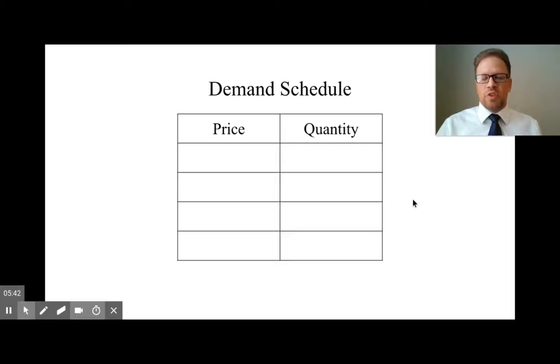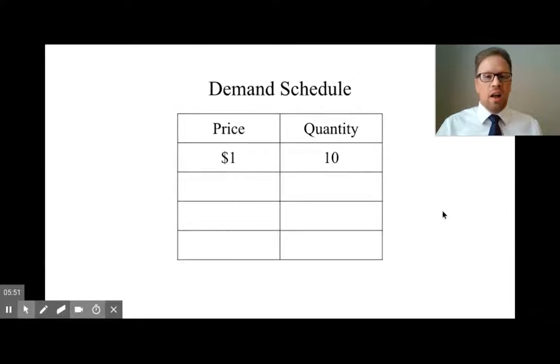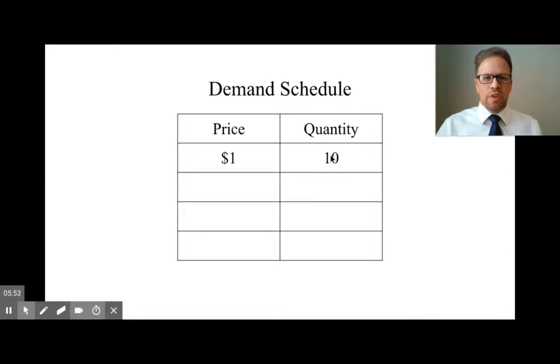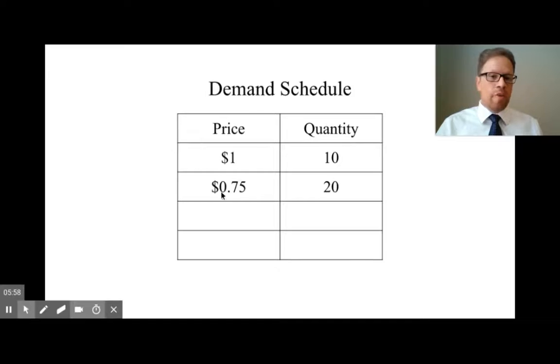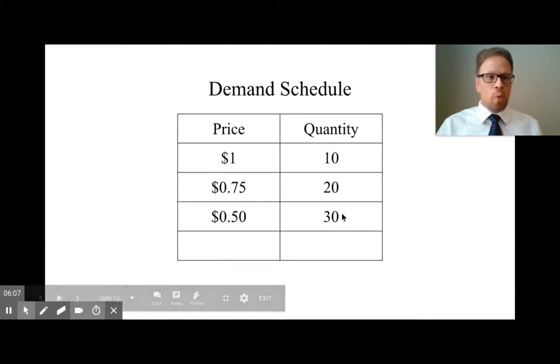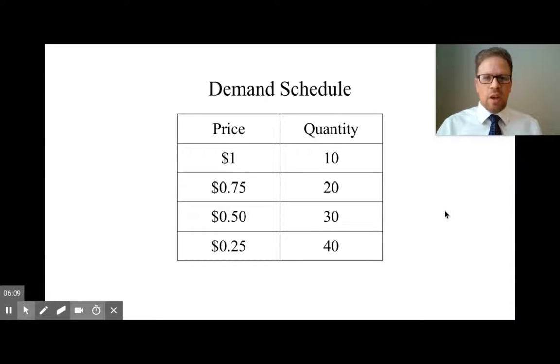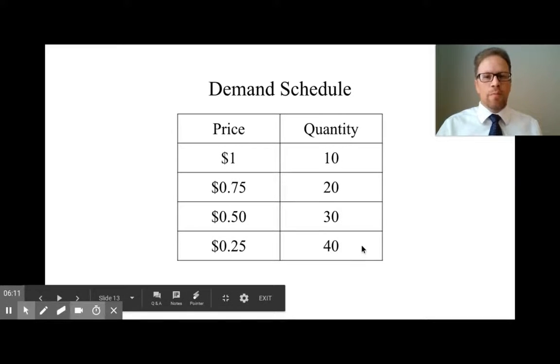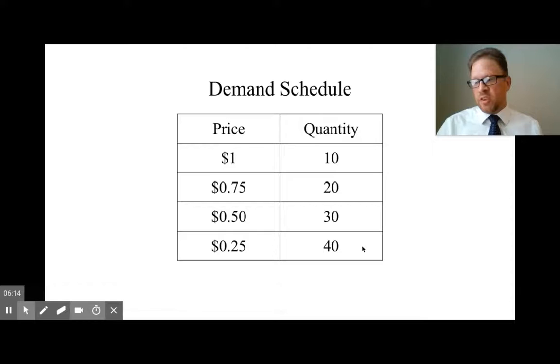So let's say we're selling Mountain Dew. So possibly if we sell Mountain Dew for $1, maybe we'll find 10 people say, okay, I'll pay $1 for Mountain Dew. I'm really thirsty. If we lower that price to 75 cents, we're going to notice more people interested in purchasing that Mountain Dew. If we lower it again, even more people are probably going to be interested in purchasing that, and we lower that again even more. Okay, so that's our demand schedule.